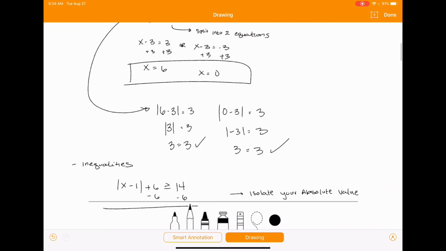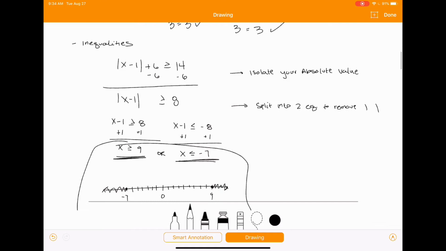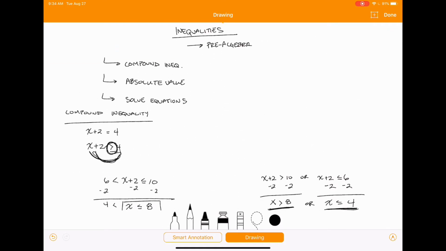And it's really simple as that. So that's all we've got for compound inequalities. We talked about absolute values in equations, and then we talked about how to solve inequalities and equations that contain absolute values.